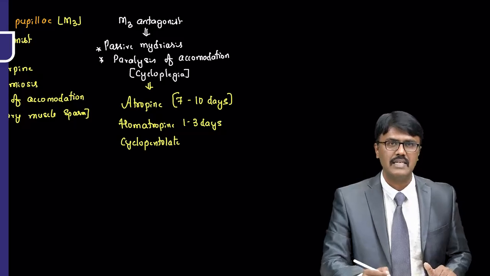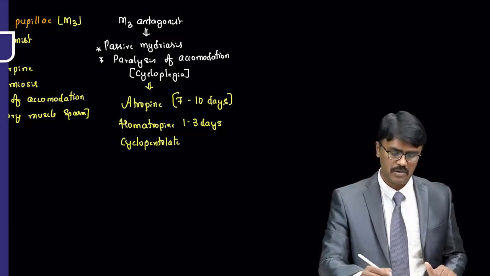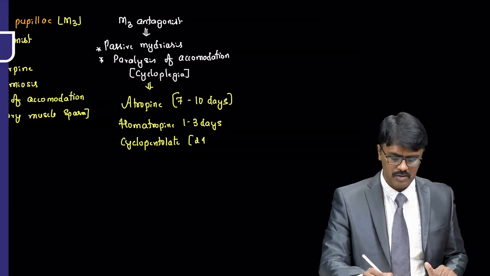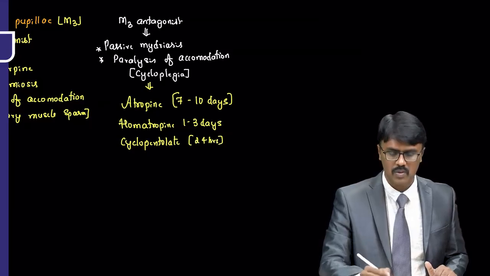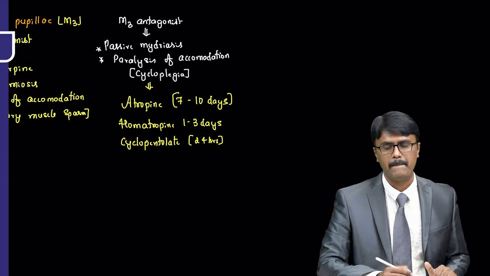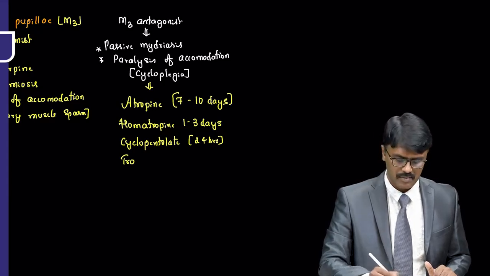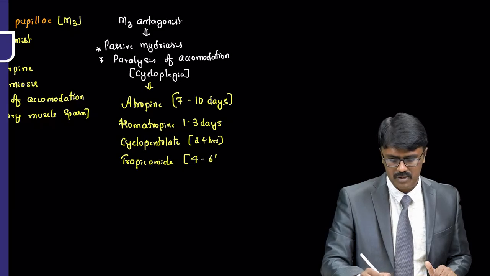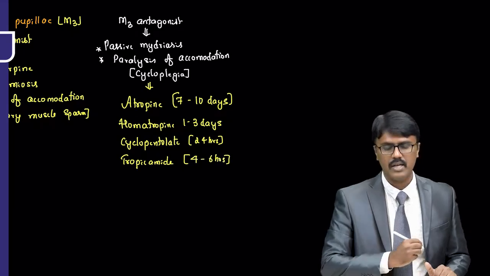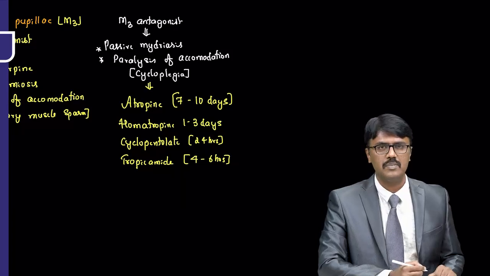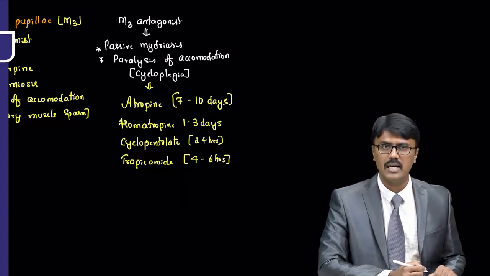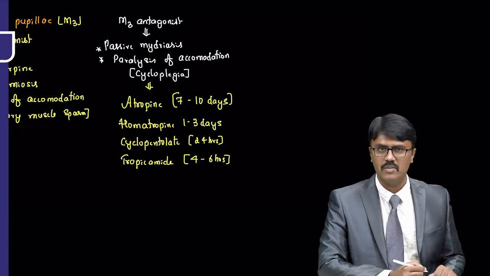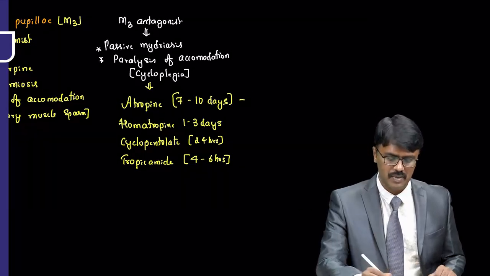The name is cyclopentolate and that works for 24 hours, or you can remember it as 1 day. Tropicamide is another drug which has a duration of action of 4 to 6 hours. So they can ask in the exam, where do you use atropine? What is the longest acting mydriatic? That is passive mydriatic is atropine.